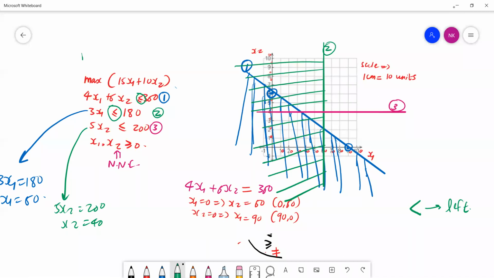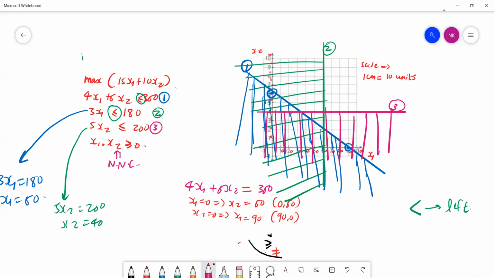And the third constraint is 5x2 less or equal to 200. For this particular case, I have considered pink color, and the entire region below this pink line will be there. So I will simply shade the region.